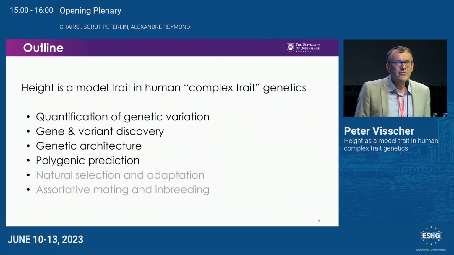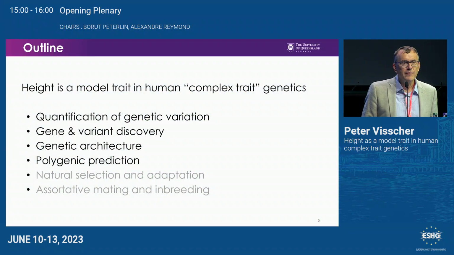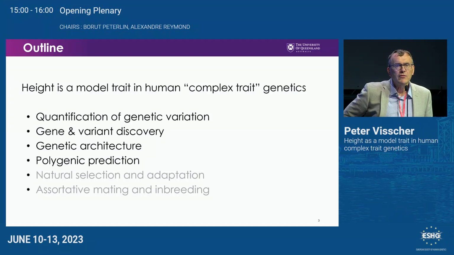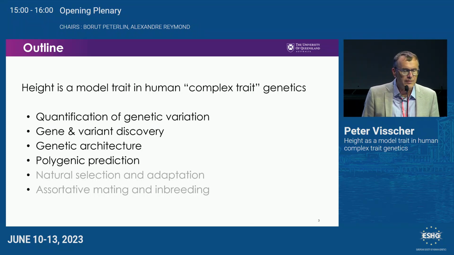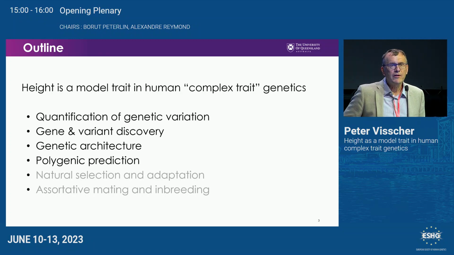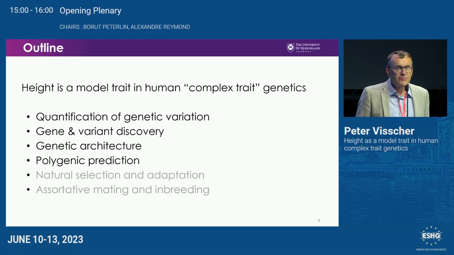So what I'd like to do in the next 25 minutes or so is show that height has been at the forefront of discoveries and methodological advances in human complex trait genetics for a very long time, addressing fundamental questions about genetic variation, gene and variant discovery, genetic architecture, and polygenic prediction. Time doesn't permit me also to talk about natural selection and adaptation and the effects of assortative mating or inbreeding, but height has played an important role there too in discoveries.